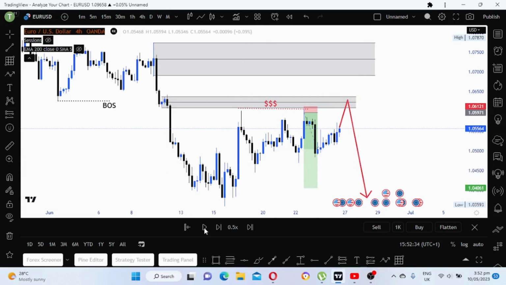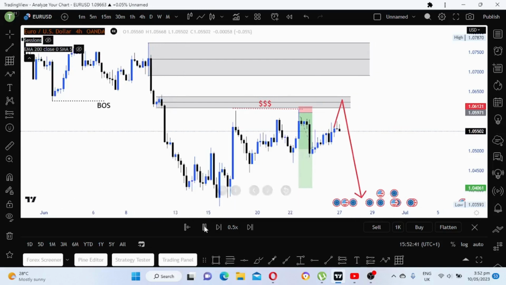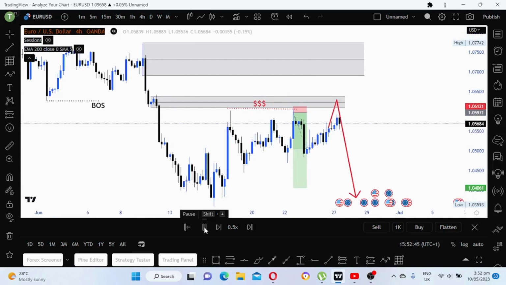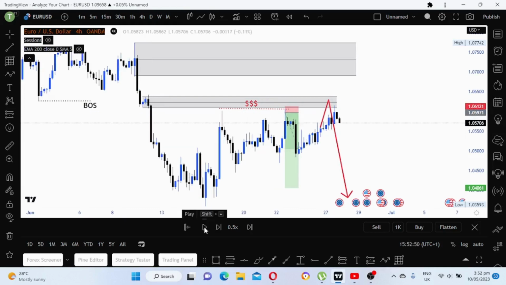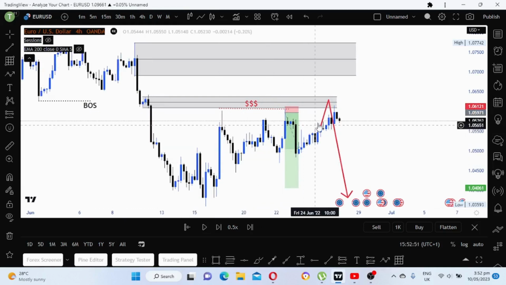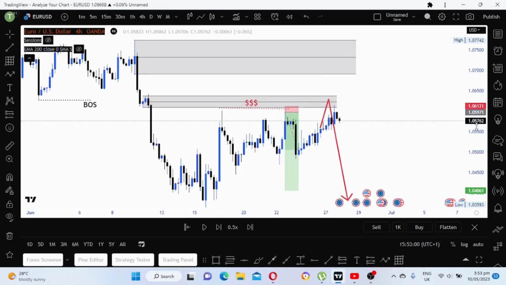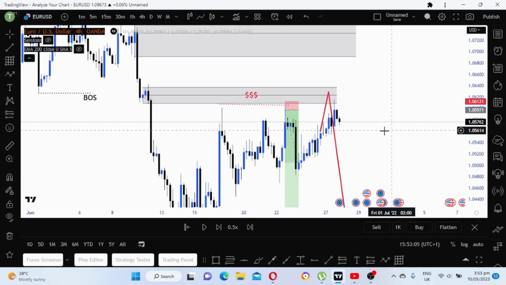So let's see what the market does. You see, guys, check here. Check what the market did. If you have put your stop loss here, let me just show it to you nicely so that you can see what is happening there.